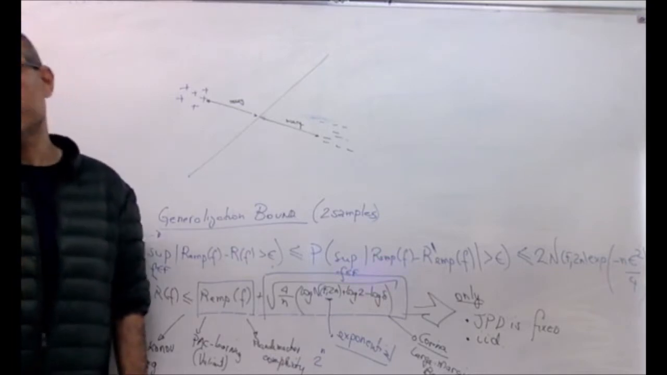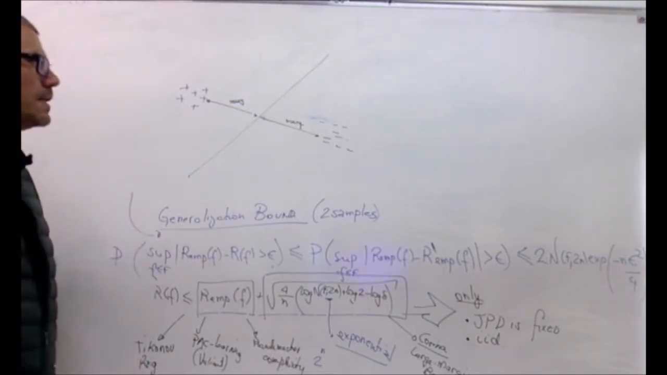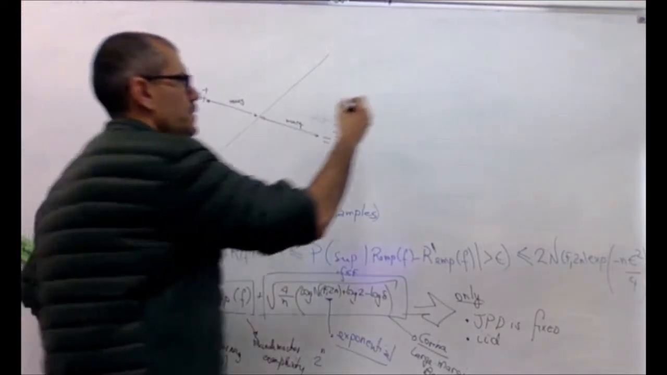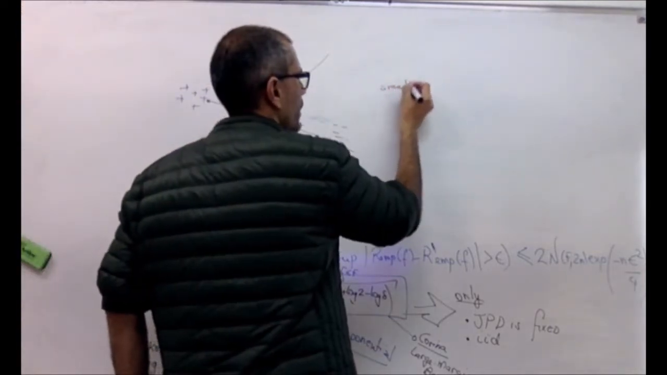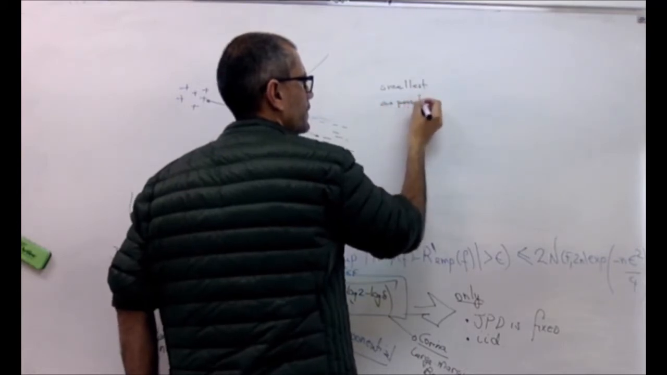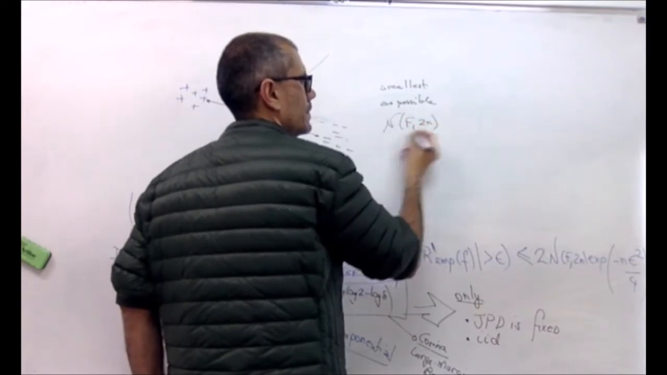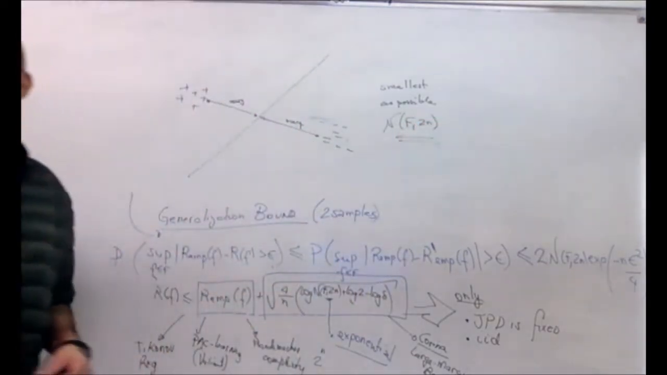Not numerically equal, because of course there's some variation when you're computing. You have the smallest possible shattering coefficient. That's the main conclusion of that.